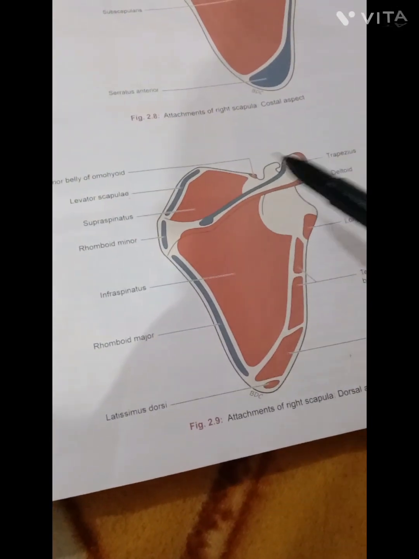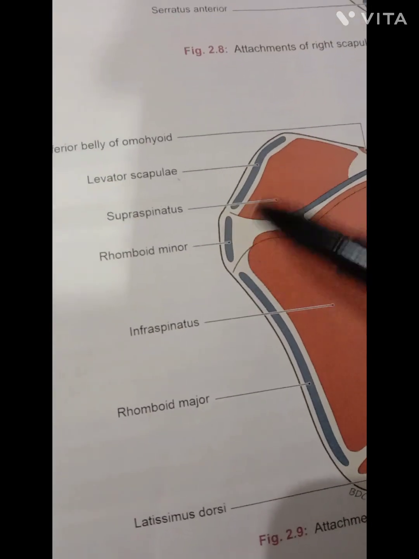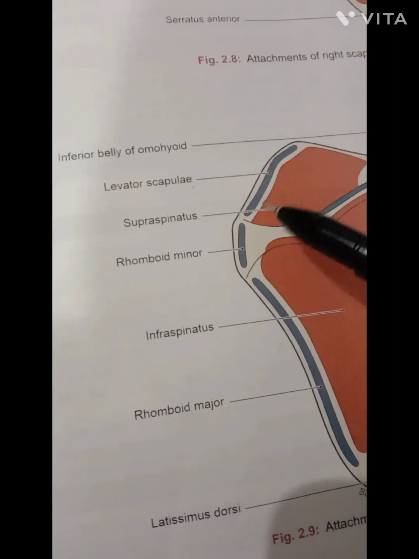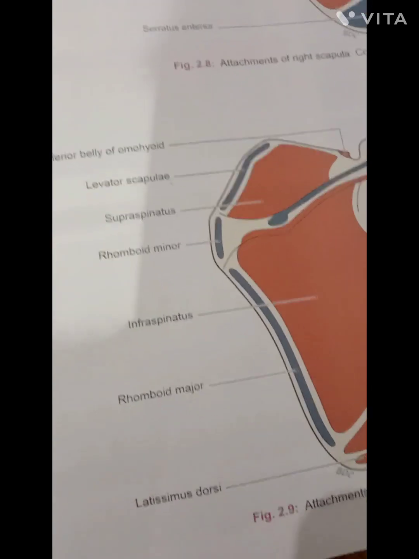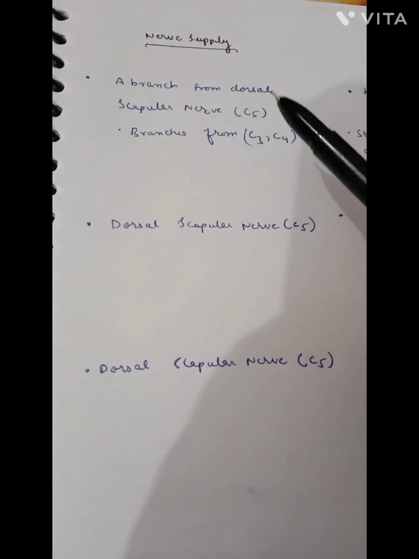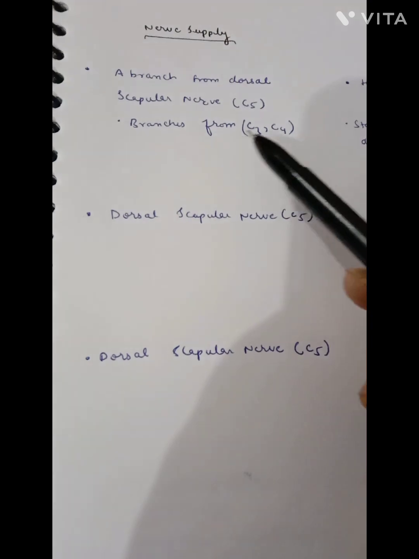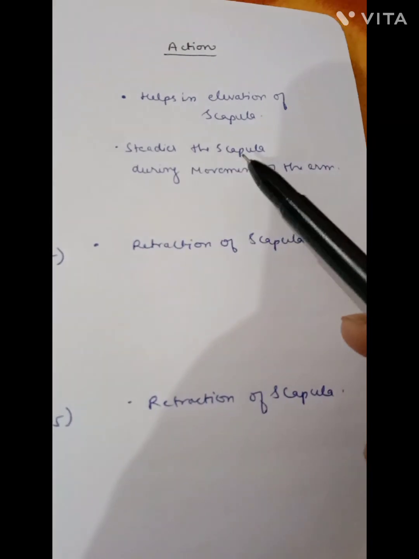This is the scapular diagram of muscle attachments. This is the levator scapulae. This is the superior angle and the upper part of the medial border up to the triangular area of scapula. So come to the nerve supply: a branch from dorsal scapular nerve, which is C5, and branches from C3 and C4. Action: helps in the elevation of scapula, steadies the scapula during the movement of the arm.